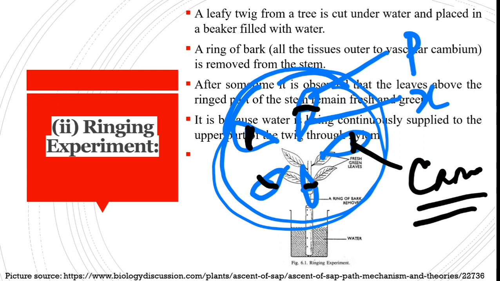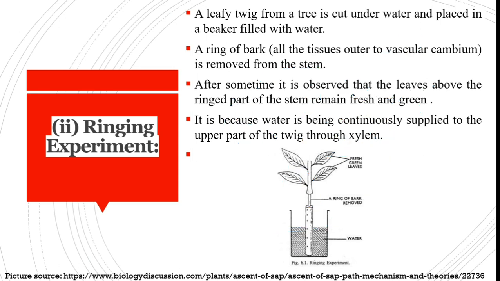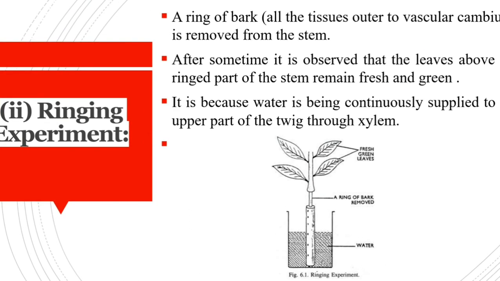All the parts above that vascular cambium are called bark, which is present in the secondary structure of the plant, and that bark is totally removed from the stem. After some time it is observed that leaves above the ringed part of the stem remain fresh and green. It is because water is being continuously supplied to the upper part of the twig through xylem.